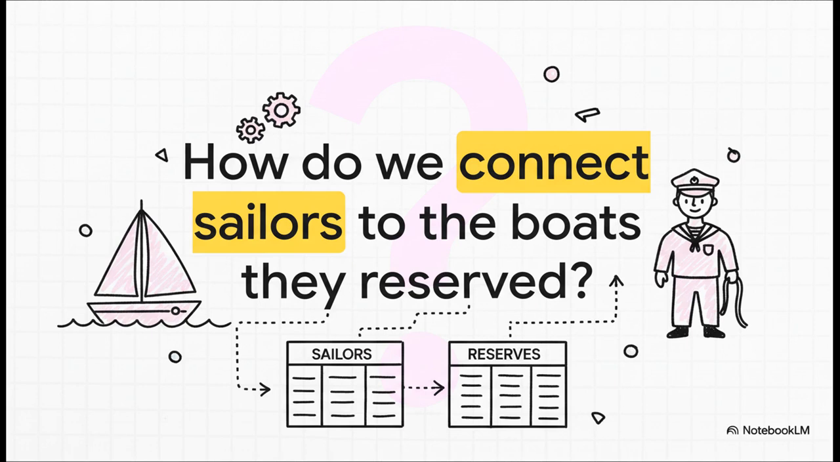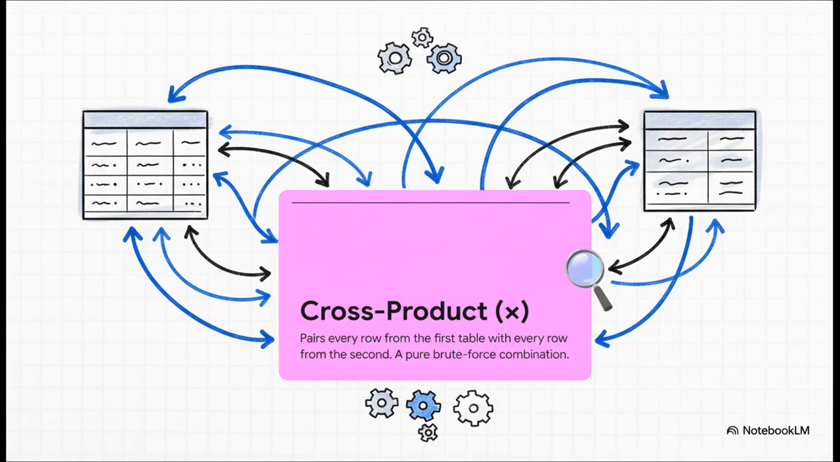But that's the easy case, right? The really interesting question, the one that databases have to solve all the time, is this: how do you connect information from tables that don't have the same structure? Like, how do we link our sailors table to, say, a reserves table to figure out which sailor reserved which boat? Well, the answer starts with an operation of just pure, unadulterated brute force, the cross product.